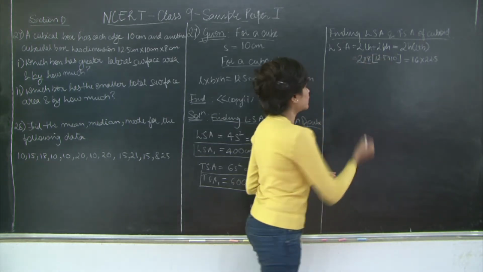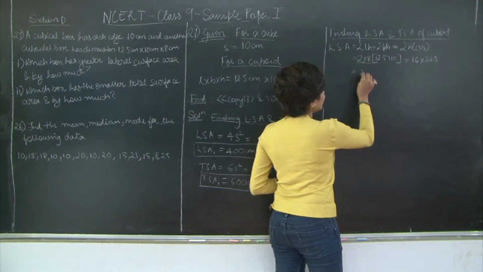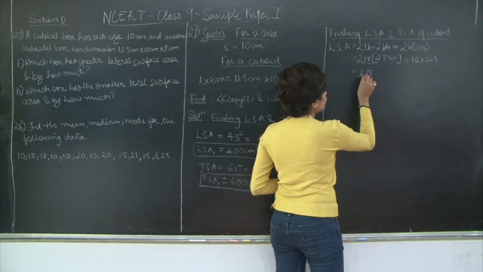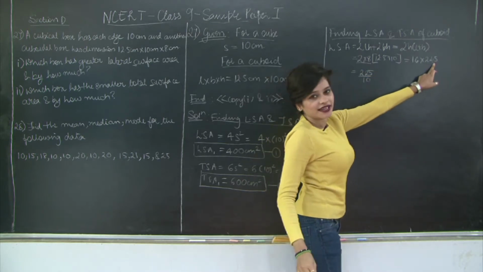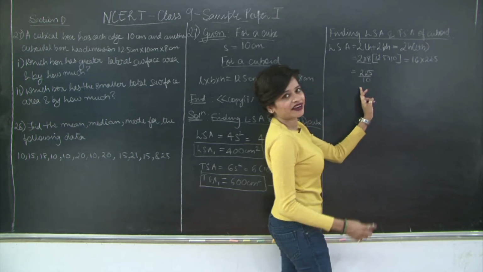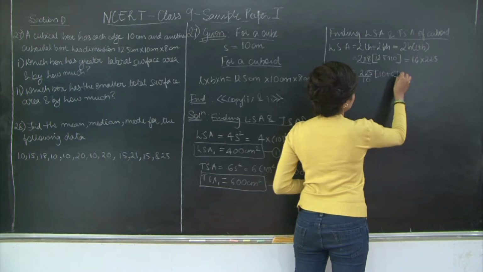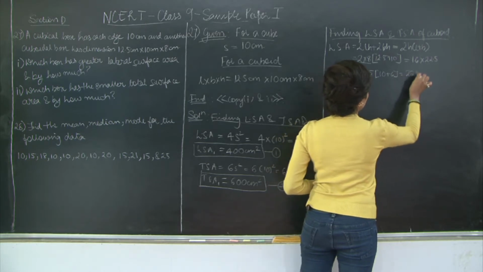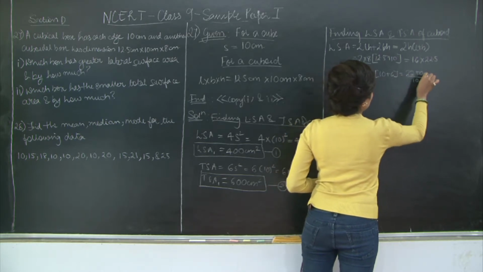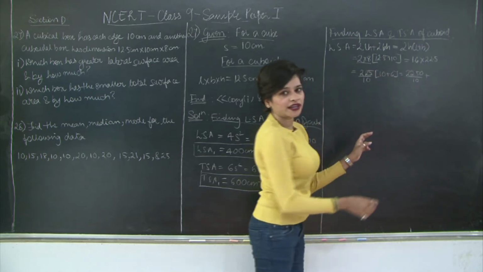So now let's calculate this. Instead of 22.5, I am just going to write 225 upon 10, in order to get rid of the decimal point. And 16 I will write as 10 plus 6. So this gives me 225 divided by 10 into 10 plus 6.